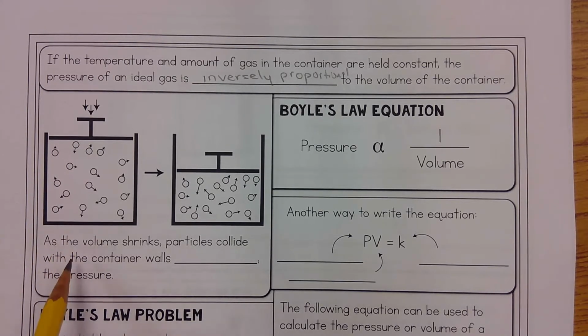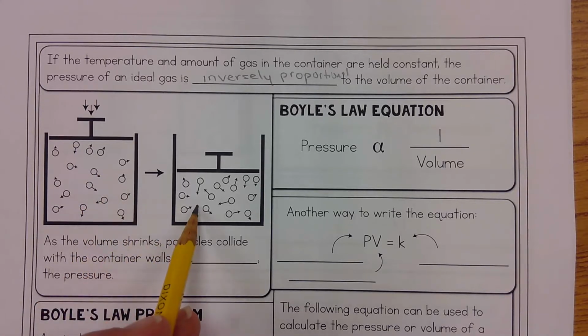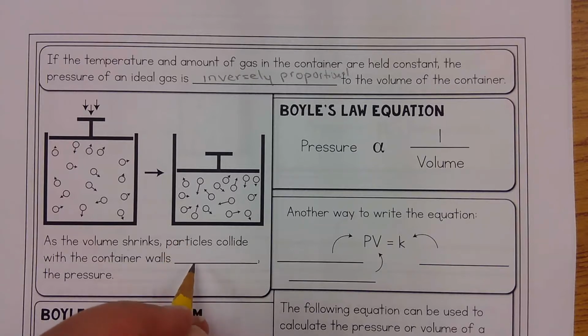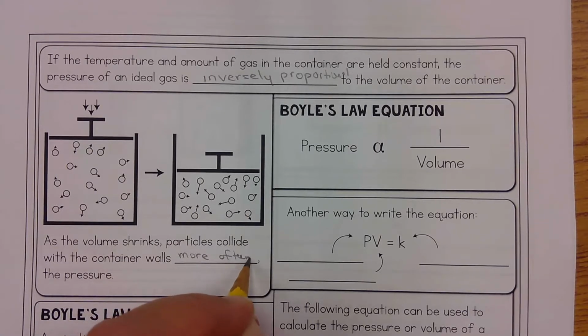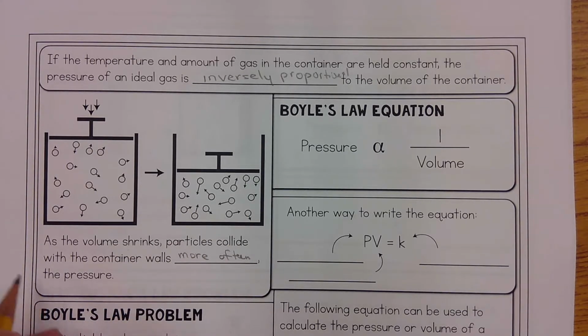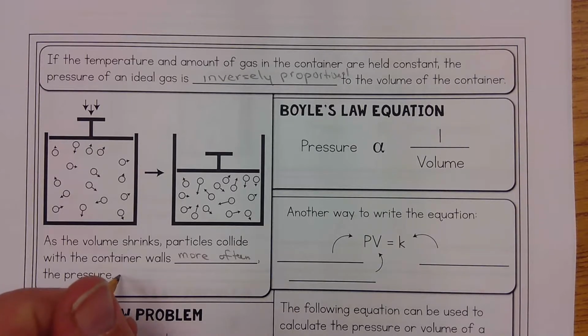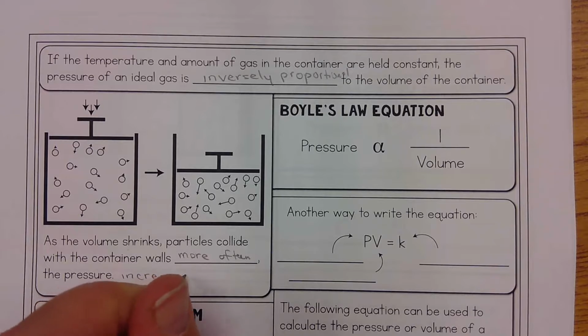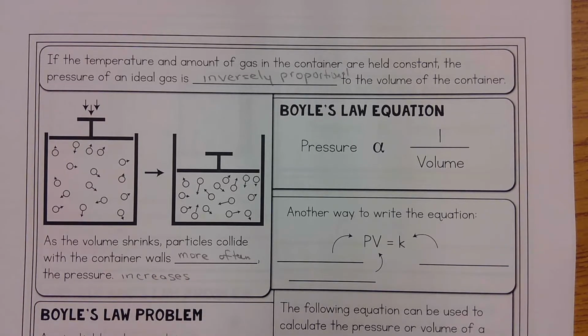As the volume shrinks in a container, you see here the volume shrinks, particles collide with the container walls more often because they're closer, increasing the pressure. So the pressure increases. Okay, so volume decreases, pressure increases.